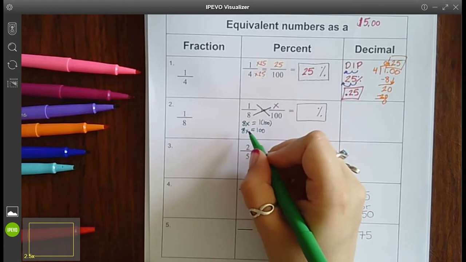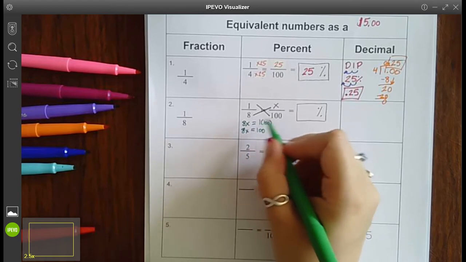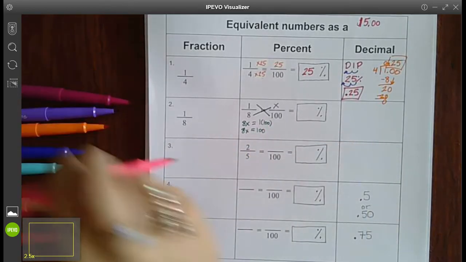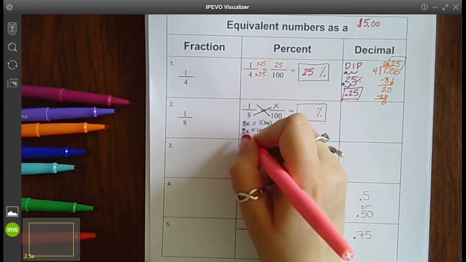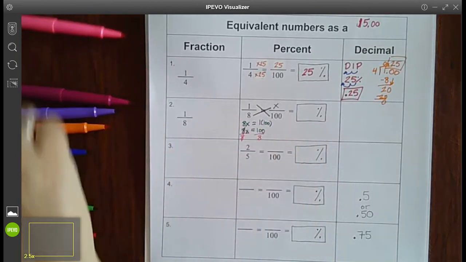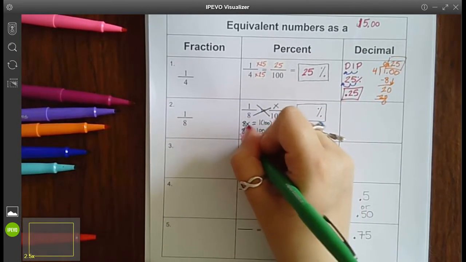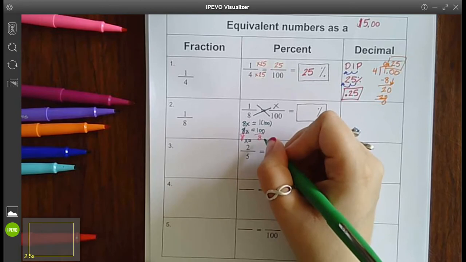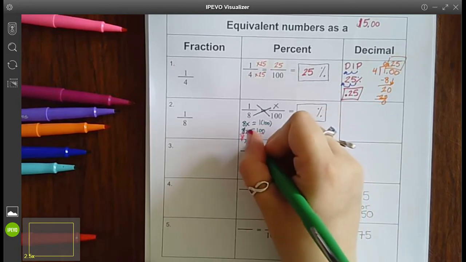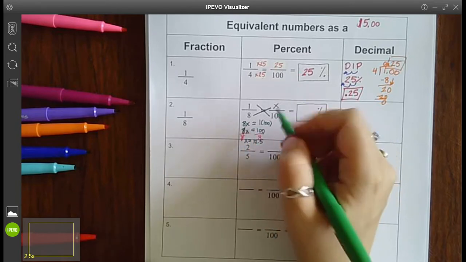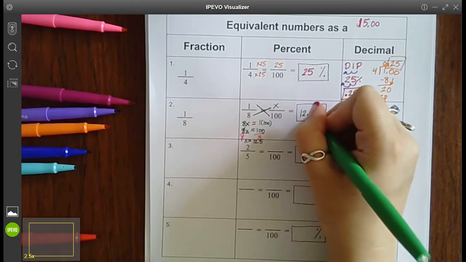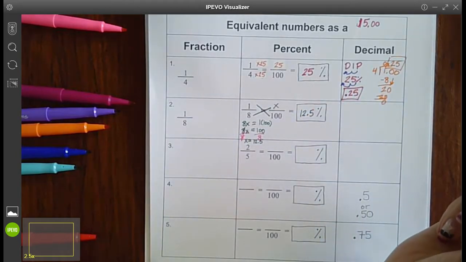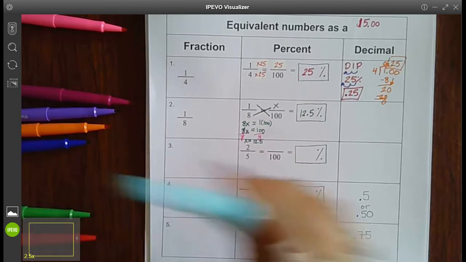Now this is saying 8 times what is 100, essentially like what we're doing there. So to figure that out, I would divide both sides by 8, because 8 divided by 8 is 1. So now I have 1x, or x is by itself. And whatever you do to one side, do to the other. So type in 100 divided by 8, and you get 12.5. So x, this number up here above 100, would be 12.5%.